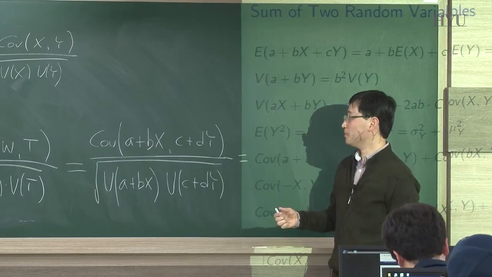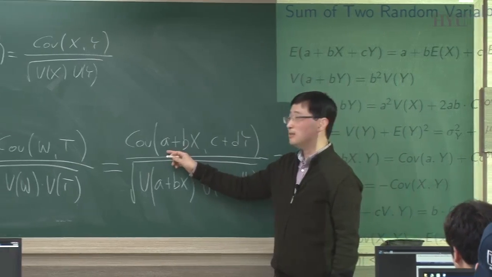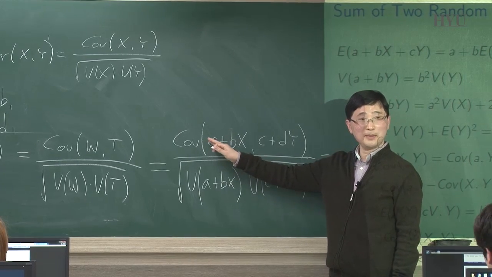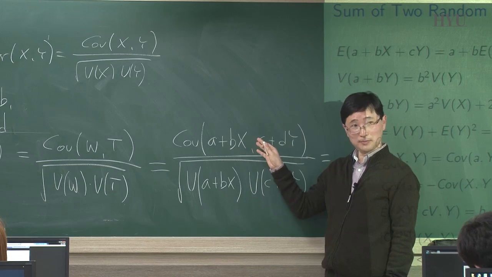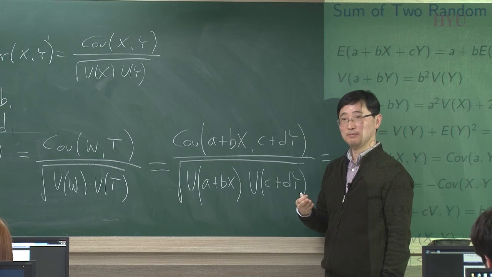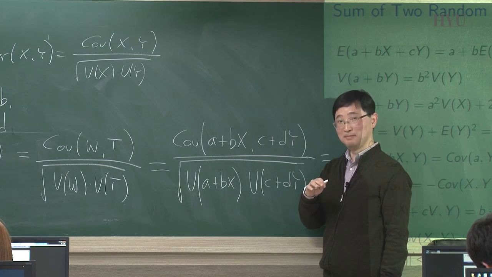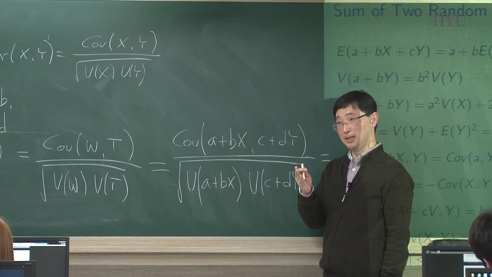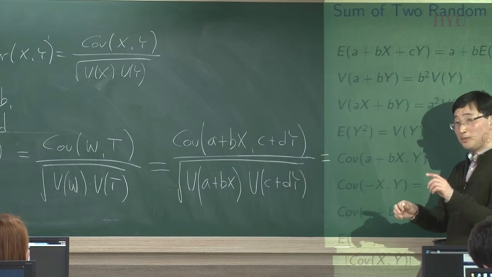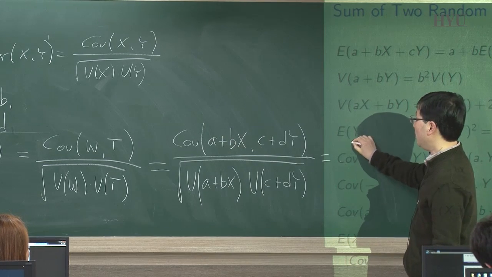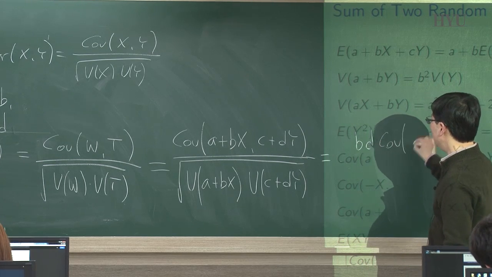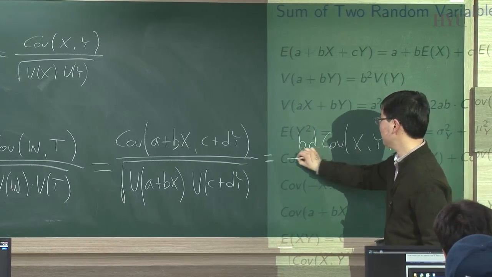Let's think about the covariance. If you add a constant inside the covariance, does it change it? No. So we can ignore this constant, right? A and C can be safely ignored. What happens to B and D when you multiply by a constant? You put it out, right? But remember, we don't change the sign. D is minus 1, we put out minus 1, right? That's the difference between variance and covariance. So we have B times D times the covariance of X and Y. Is it right?